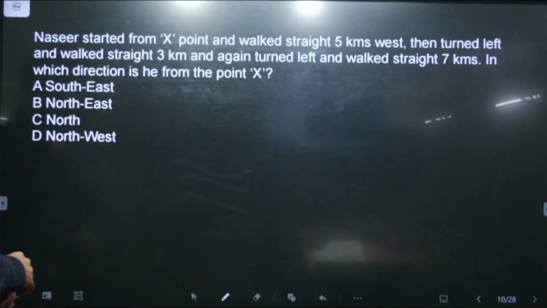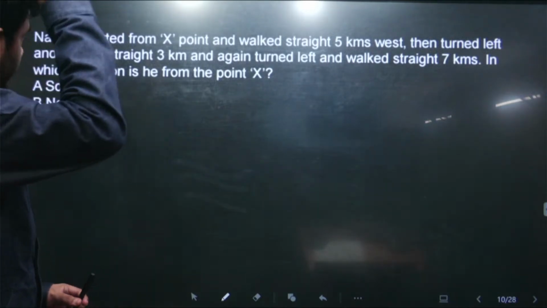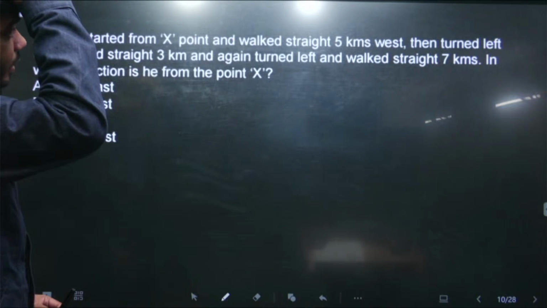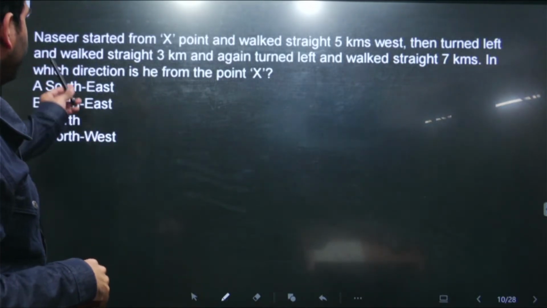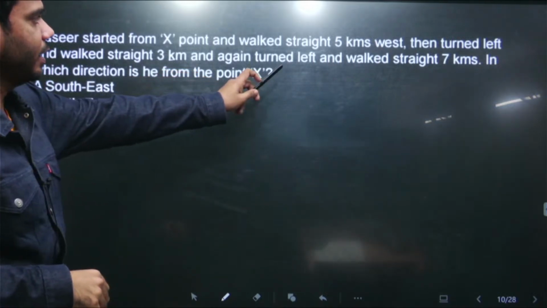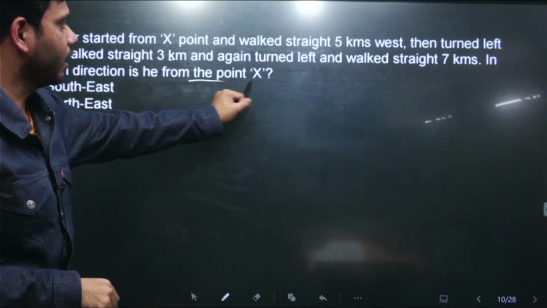Okay, so these are the questions of these directions. So this is the first question. The question says: C started from point X and walked straight 5 kilometers west, then turned left and walked 3 kilometers, then again turned left and walked 7 kilometers. In which direction is he from the starting point X?